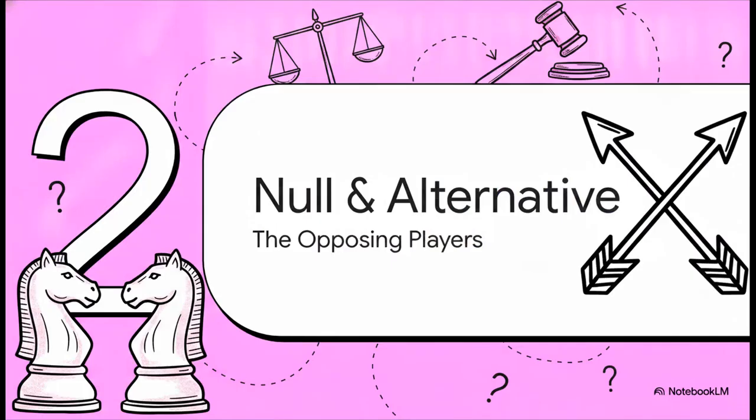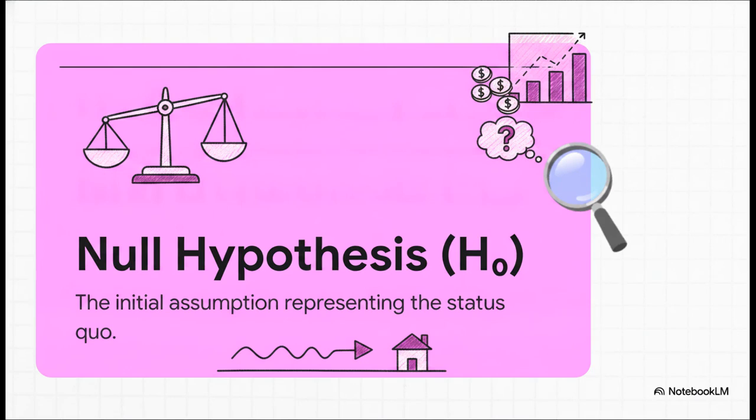Moving on to Section 2, let's formally introduce our opposing players, the null and alternative hypotheses. First up is our defendant, the null hypothesis, written out mathematically as H0. This represents the status quo. It's the baseline assumption that there's no change, no difference, or no effect whatsoever. To put that into perspective, imagine a company claiming their customers spend an average of $500 a month. Our null hypothesis, our H0, is that the population mean, represented by the Greek letter mu, equals exactly 500. We just accept this as our starting reality until the hard data forces us to believe otherwise.